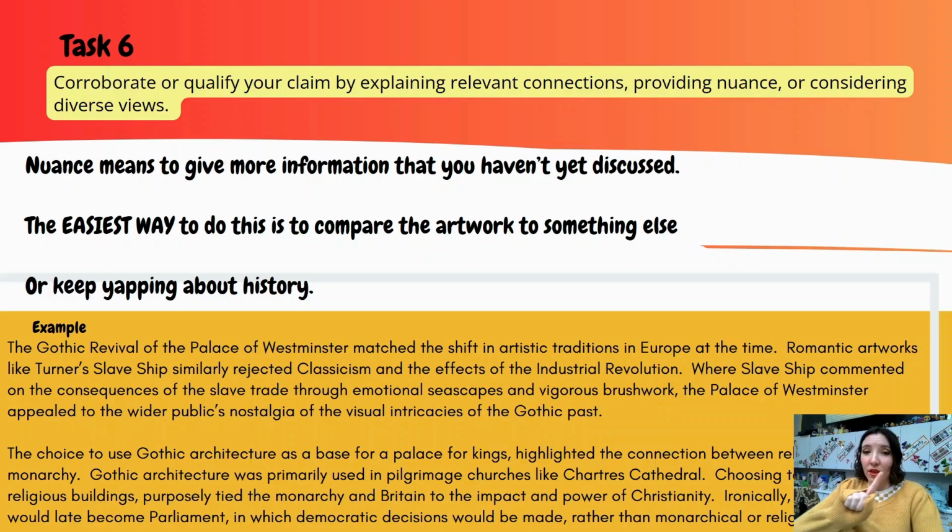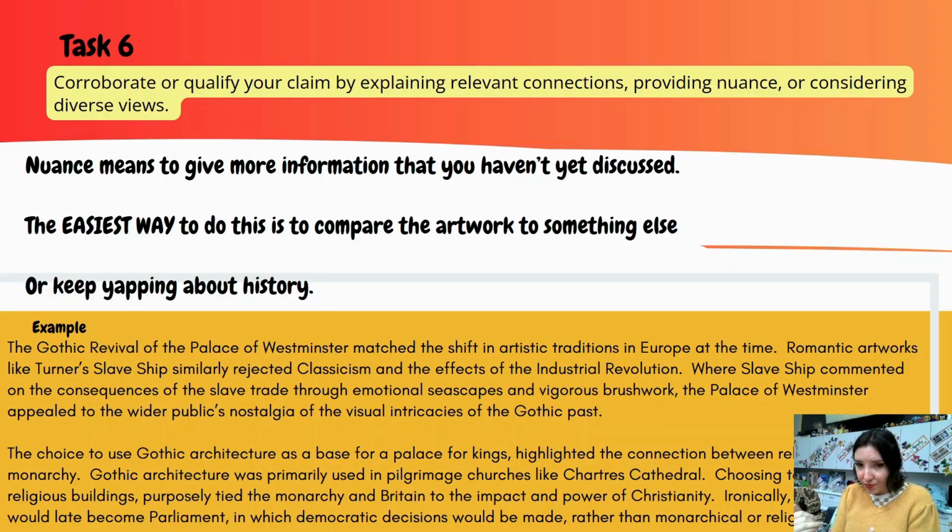So option one of what I wrote: the Gothic revival of the Palace of Westminster matched the shift in artistic traditions in Europe at the time. Romantic artwork like Turner's Slave Ship similarly rejected classicism and the effects of the Industrial Revolution, where Slave Ship commented on the consequences of the slave trade through emotional seascapes and vigorous brushwork. The Palace of Westminster appealed to the wider public's nostalgia of the visual intricacies of the Gothic past. So in that, I'm saying, oh, look, they're both looking at emotion and the past and what's happening in the world because of the effects of industry. So that's how I'm getting my nuance point there.